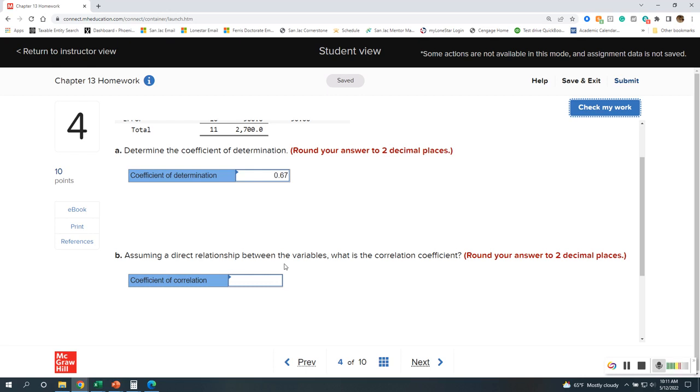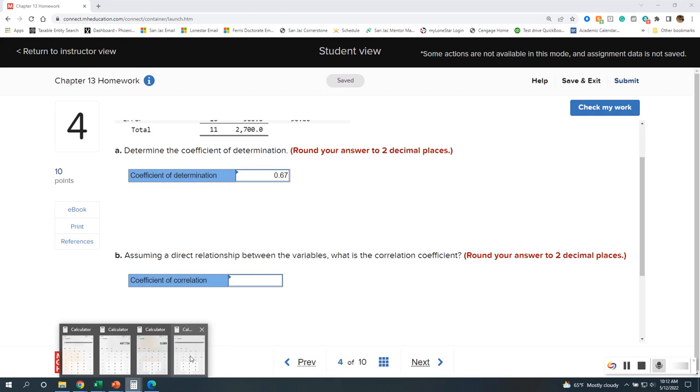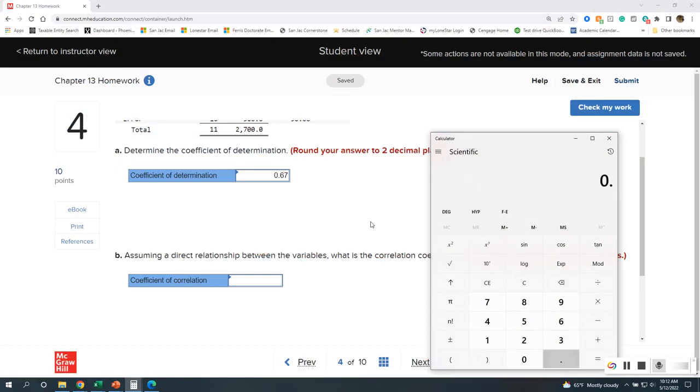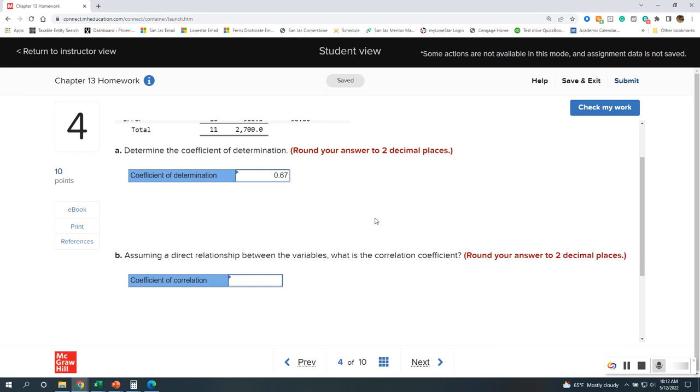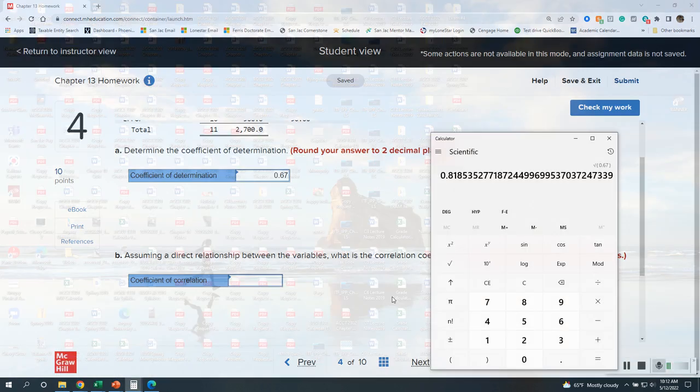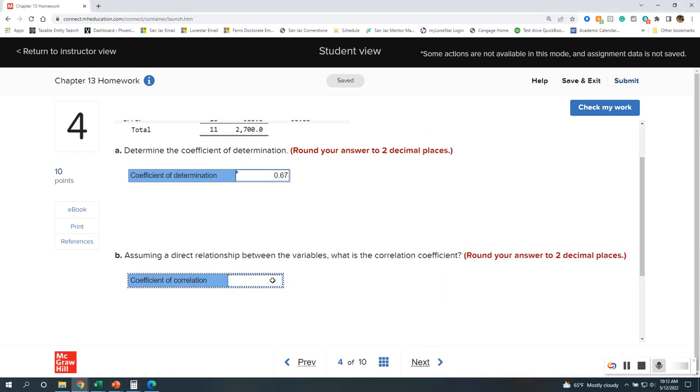Alright, assuming a direct relationship between the variables, what is the correlation coefficient? Okay. So, correlation coefficient is just R. So if this is R squared, guess what I'm going to do? I'm going to take 0.67 and give it the square root. So this is 0.8, how many? 2 decimal places. I always got to remember 2 decimal places. 0.818, so it's 0.82.